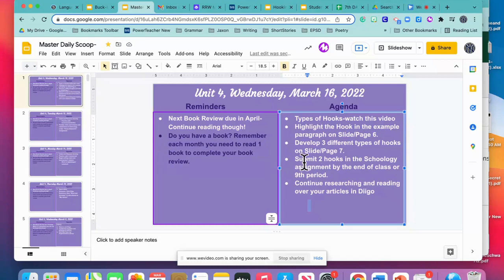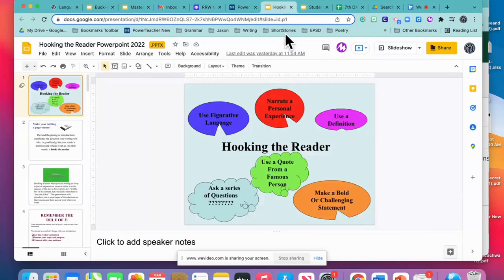When you're finished, you're going to need to submit 2 of those hooks in Schoology in the assignment posted. Then if there's any time left, you will just continue researching and reading over your articles that you have pinned in Diigo, identifying what is the evidence that you're going to use as we begin to write our essays. So let's talk about all the different types of hooks.